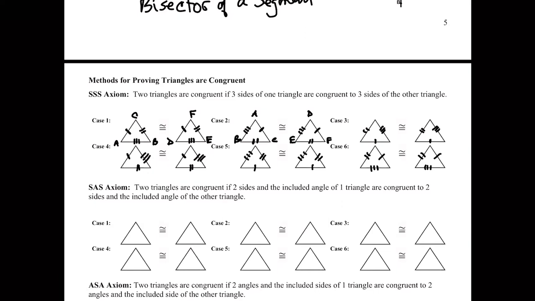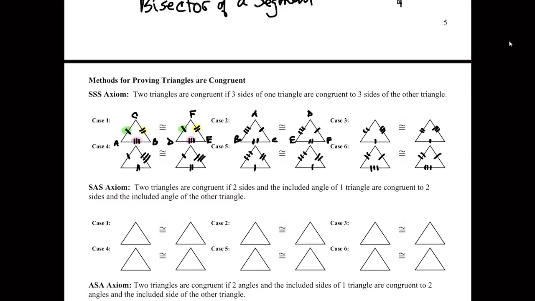Right. But really, all you get at this is, as long as you have 3 pairs of corresponding congruent sides, then you have a relationship where the triangles would be congruent. If you have 2 pairs of corresponding congruent sides and the included angle is also congruent, then the triangles will be congruent as well. Okay. So that's the SAS axiom.